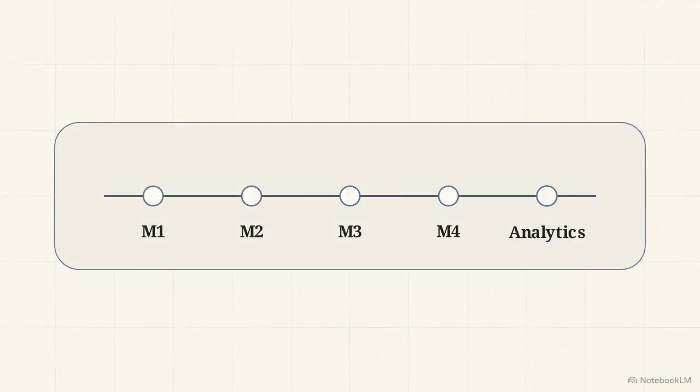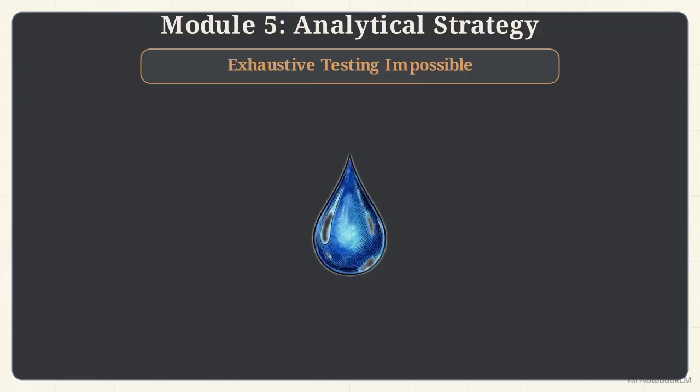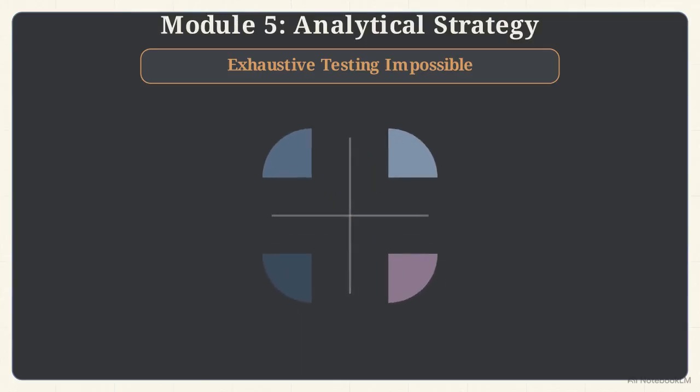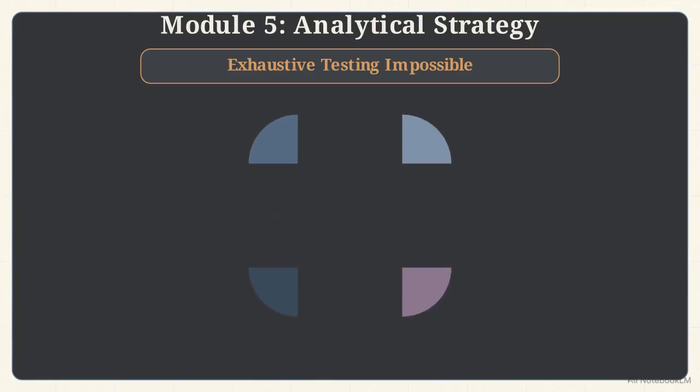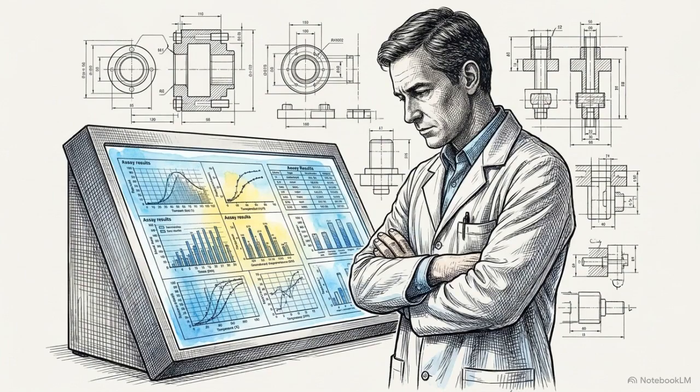Shifting to Module 5, we confront analytical strategy. This dashboard highlights a strict physical constraint, microscopic sample volume. Because autologous batches yield little material, exhaustive testing is impossible. This tiny fluid droplet must be strictly partitioned across essential identity, purity, viability, and safety assays. This brings us to a major hurdle for Asteria.